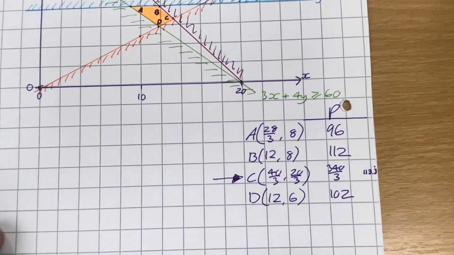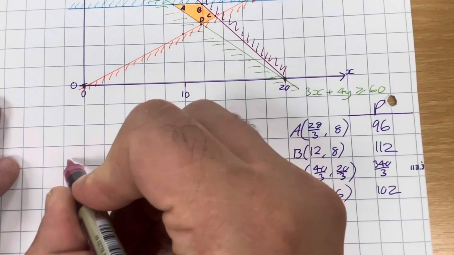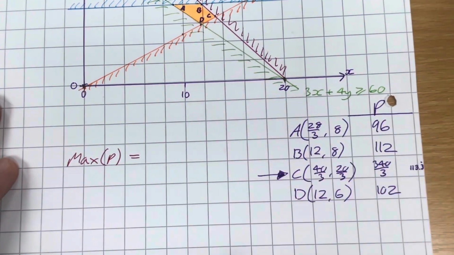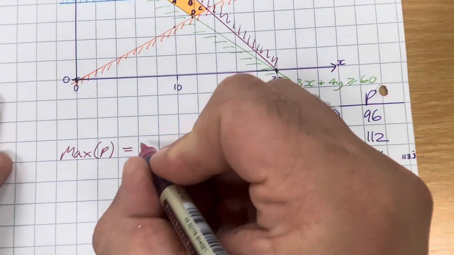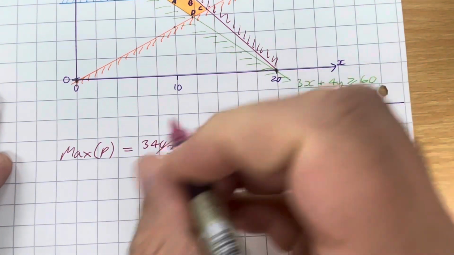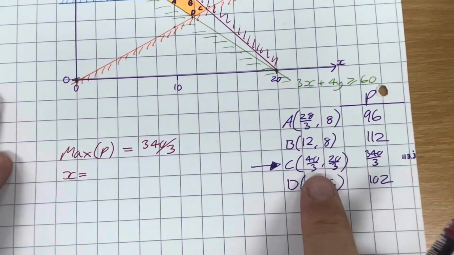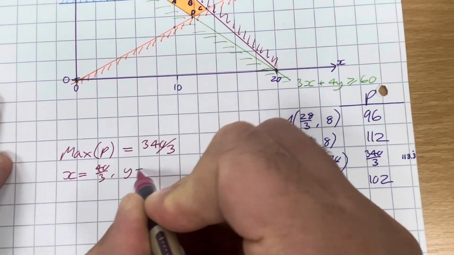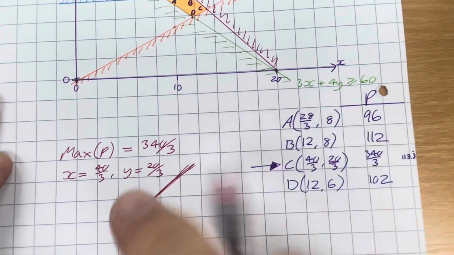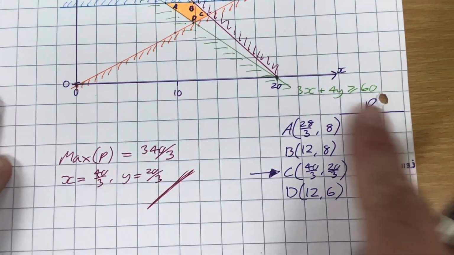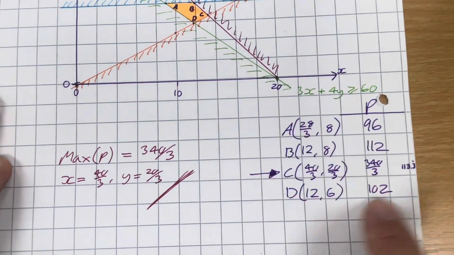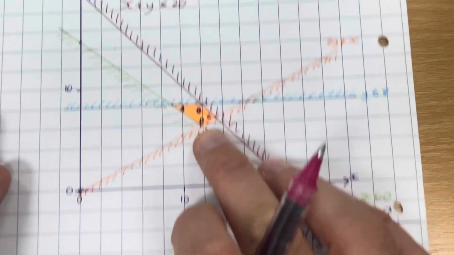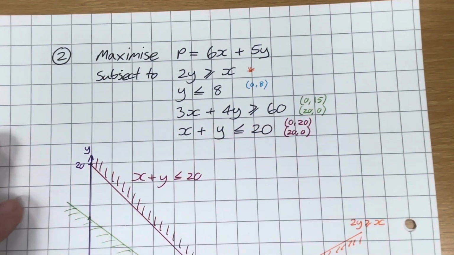So the solution then to the linear program is the maximum value of p, subject to the constraints, is 340 thirds. And this occurs when x equals 40 thirds and y equals 20 thirds. Okay, so that's the solution to the linear program. Here we have the vertices being checked against the p-values. Here's our graph of our constraints and the feasible region, and there was our original linear program.